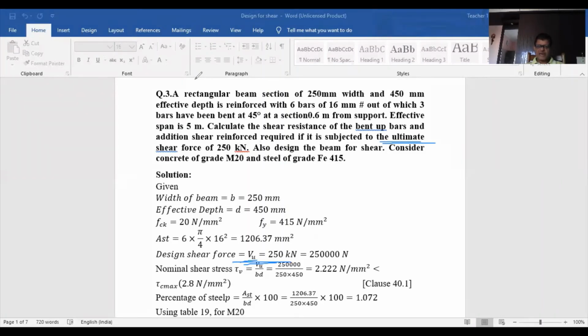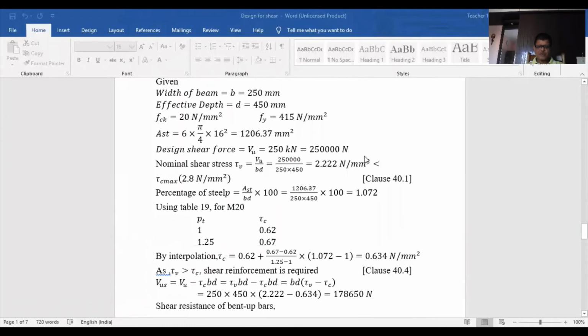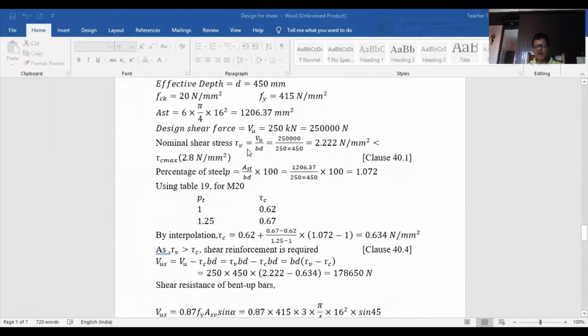Now all the data has been given in the example. So now calculate your tau b first. Tau b is equal to Vu by bd, which is coming 2.22, less than 2.8 as per clause 40.1. Now, if this is the tau b, then tau b is less than tau c maximum. Then calculate tau c. From the percentage of steel, calculate tau c for M20 concrete with linear interpolation. It comes 0.634. I'm not going into detail because we have already discussed this. So tau c is 0.634, tau b is 2.22, tau c maximum is 2.8. So this is less than that. It is okay, the design is safe.